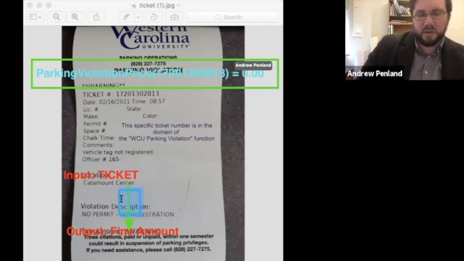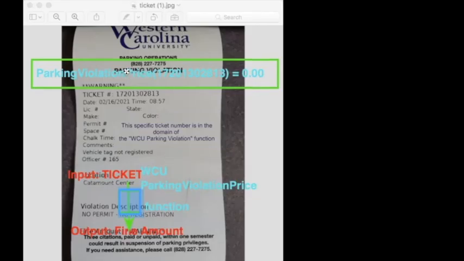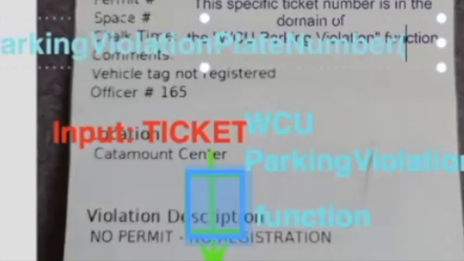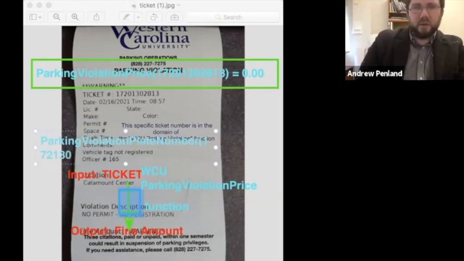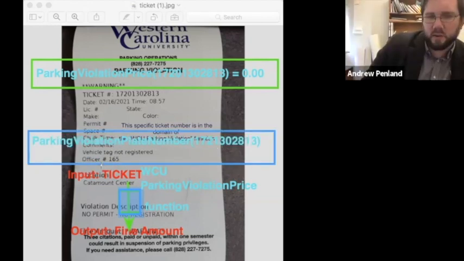Yeah. And in the middle between the input and the output, is there another function that we could define that would use the same domain? Yeah, because each ticket number would also have a license plate number associated with it. So you could do parking violation plate number, and if you put this in, it would give the plate number of the person who had this violation. Actually, I guess you could do the officer number. So each of these things is a different function that would take a ticket number and output something.